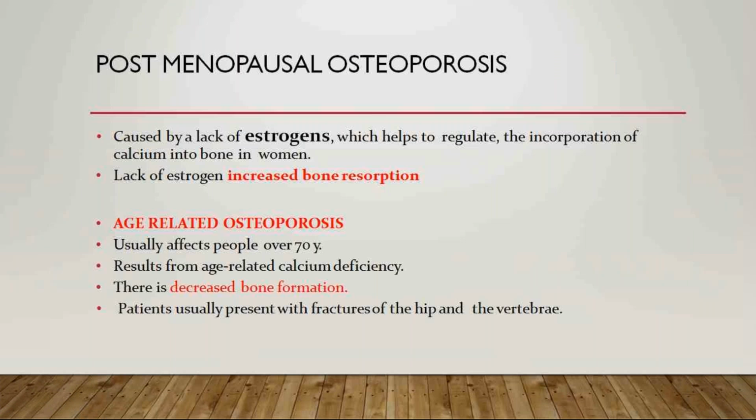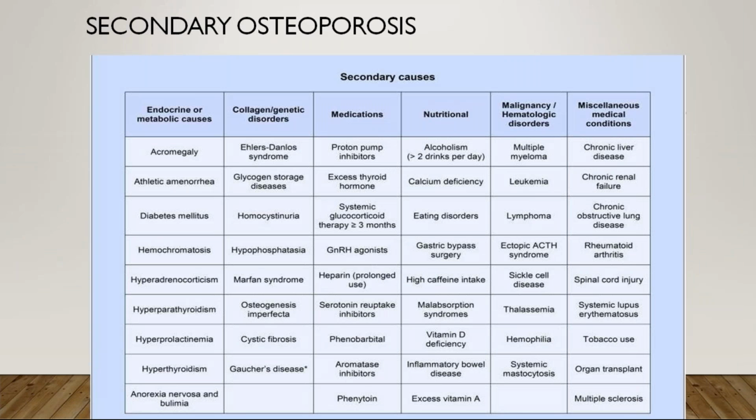Secondary osteoporosis, as I discussed, of postmenopausal and age-related, that is senile. And secondary osteoporosis, so many conditions other than the postmenopause and age-related, all others will undergo secondary osteoporosis. That is endocrine, metabolism, collagen deficiencies, any medications, any nutritional, malignancy, and miscellaneous. Endocrine means acromegaly, amenorrhea, diabetes, hyperadrenocorticism, hyperparathyroidism, hyperprolactinemia, all these will come under endocrine. These patients also will go for osteoporosis.